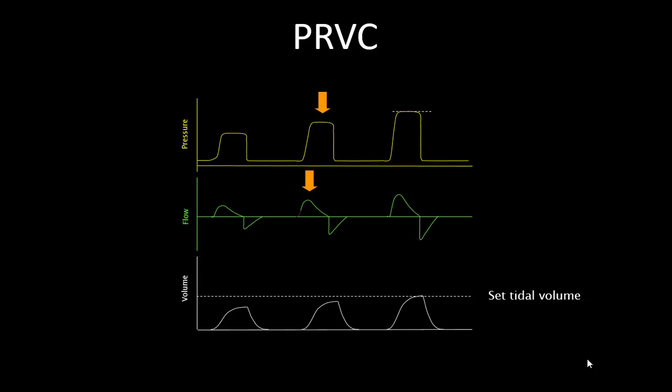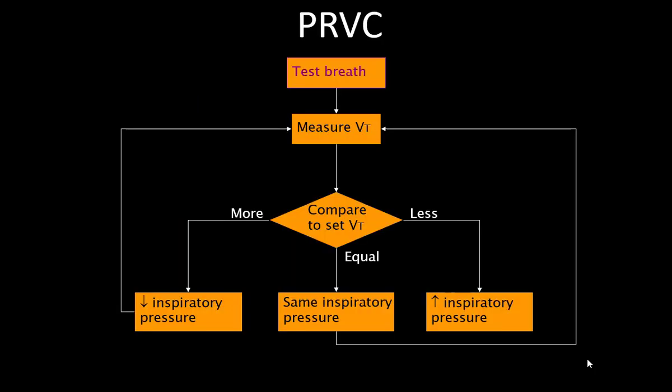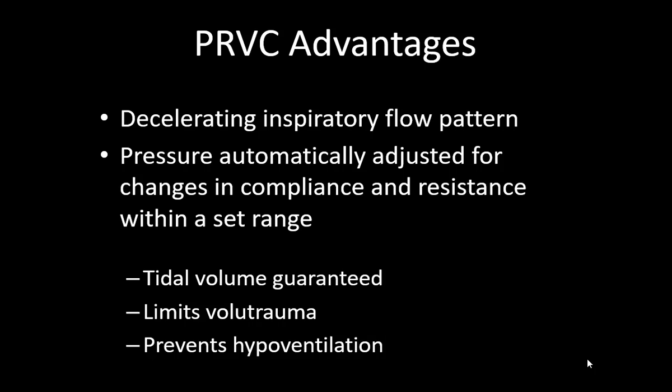So in the next breath, the ventilator increases the pressure support level and so on, till the set tidal volume delivery is met, or it reaches the upper limit of the pressure, whatever you have set as the alarm limit. So it is like this: a test breath is given, the tidal volume is measured and compared with the set tidal volume, and inspiratory pressure is increased or decreased in successive breaths.